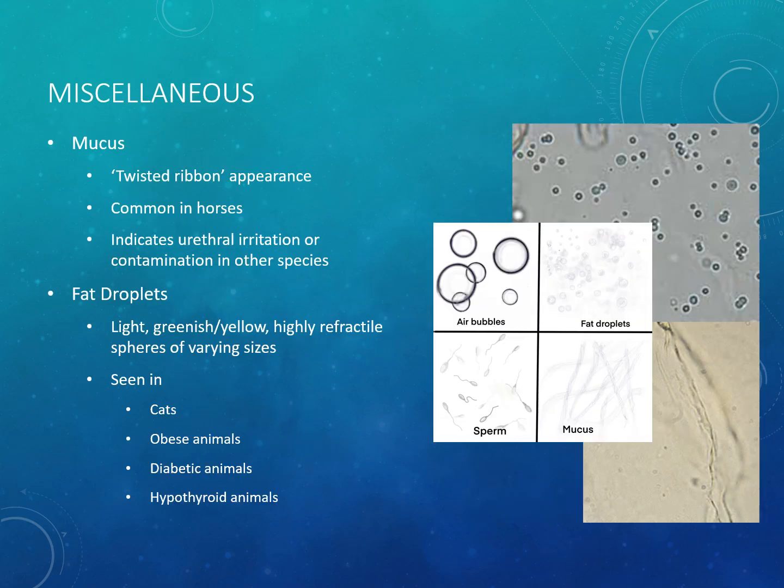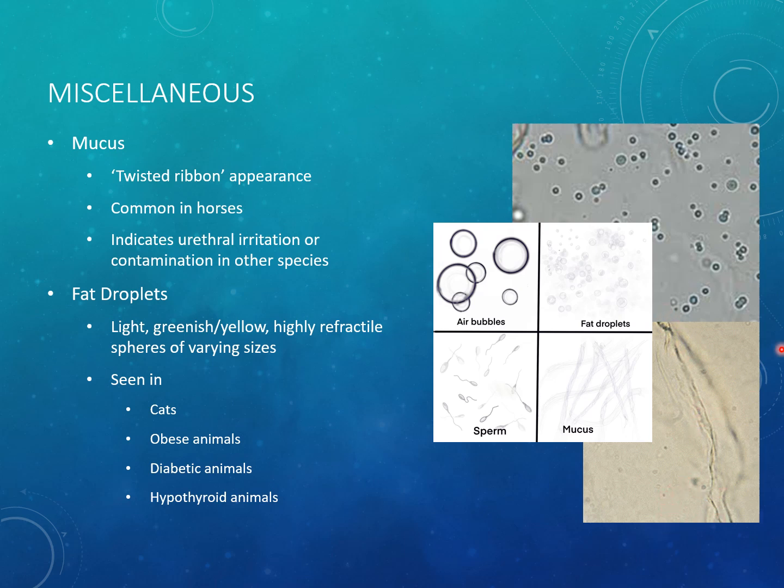There are some things that when we see them in urine, they're artifact or not clinically significant. One of these things is mucus. Mucus strands, which you're looking at right down here, kind of look like ribbons. They're twisted, and in my opinion, they do look kind of mucusy when you see them. So it does look like a twisted ribbon. This is common in horses. In excess, they can indicate urethral irritation or UTIs possibly, but a few, again, are normal.